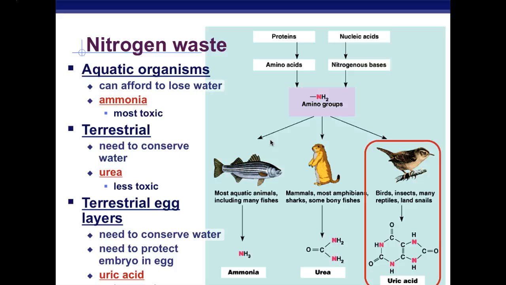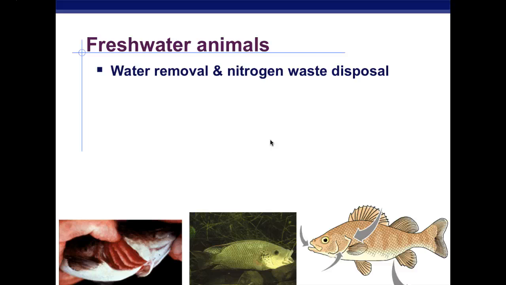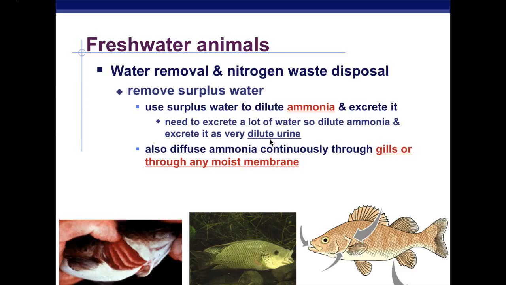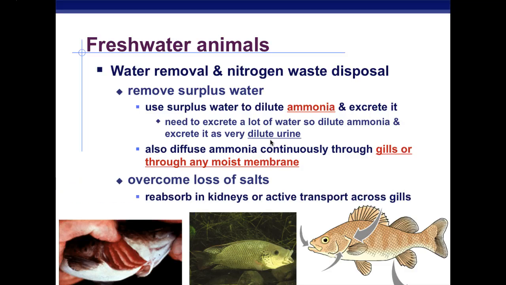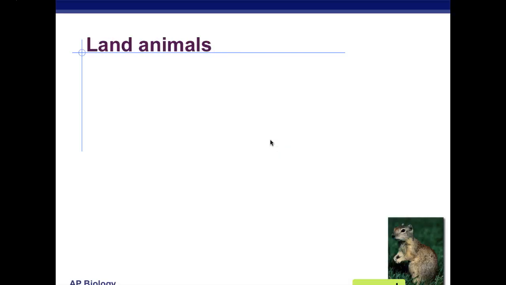Terrestrial egg layers need to conserve water, but they also need to protect their embryo inside of the egg. So they take the ammonia and they produce a really large structure called uric acid, which is least toxic of all and requires as little water. So again, freshwater animals, they remove the surplus of water that would be entering the cells, mostly through the gills or moist membranes, and also overcome the loss of salts.